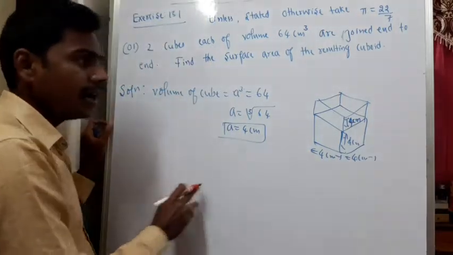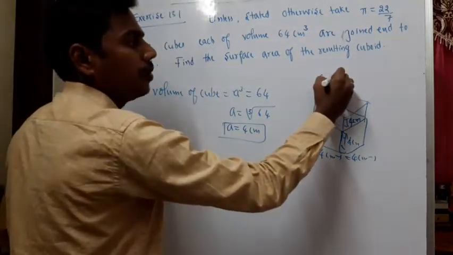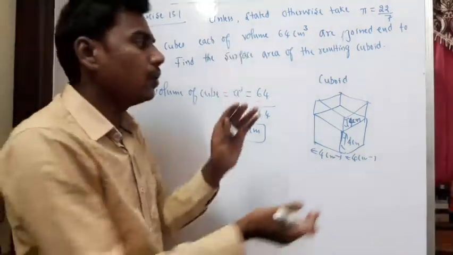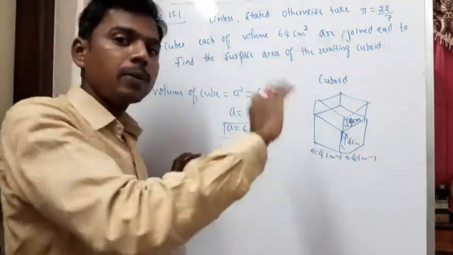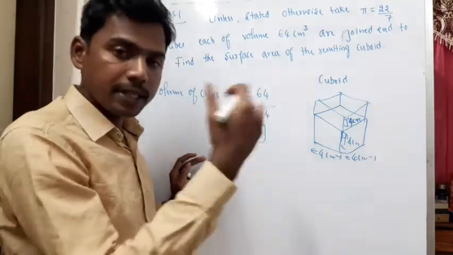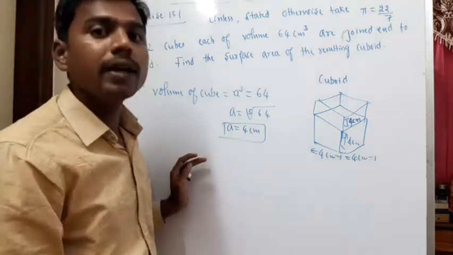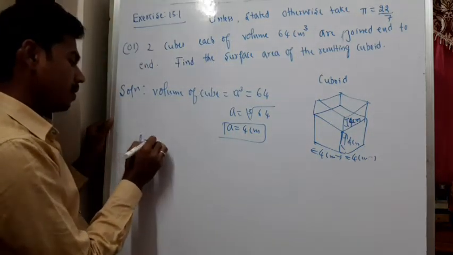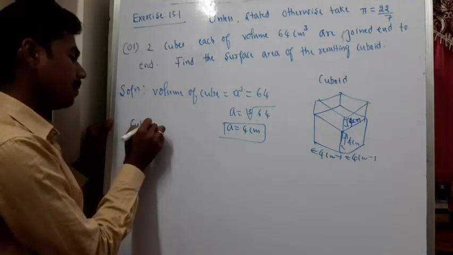So I am going to write the dimensions of the cuboid. Now you got the cuboid. How did you get the cuboid? After placing one cube over the other cube, you got the cuboid. In case of cube, all the edges will be equal. But in case of cuboid, all the edges will not be equal. So length for cuboid, what is the length?